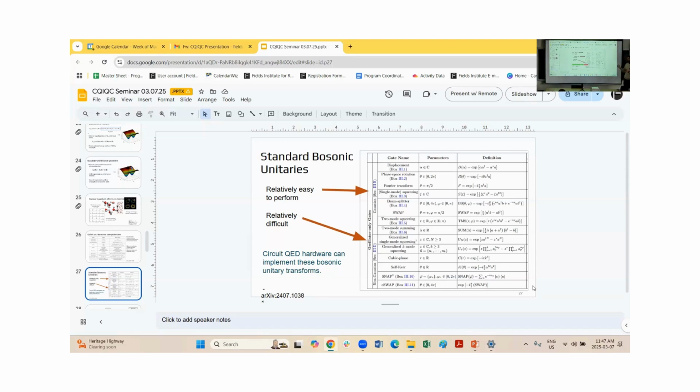I'm glossing over a nuance that in this hardware you also have access to both boson-qubit unitary operations. So you can use qubits to perform non-Gaussian operations on your bosonic degrees of freedom. Here's a definition of some of the gates that you have available on this device. The Gaussian ones are relatively easy to perform. The non-Gaussian ones are relatively difficult to perform. You can think of it as the Gaussian ones are similar to Clifford gates on a qubit device. They're easy to perform. The non-Gaussian ones are like a T gate, non-Clifford gates. They're difficult to perform.